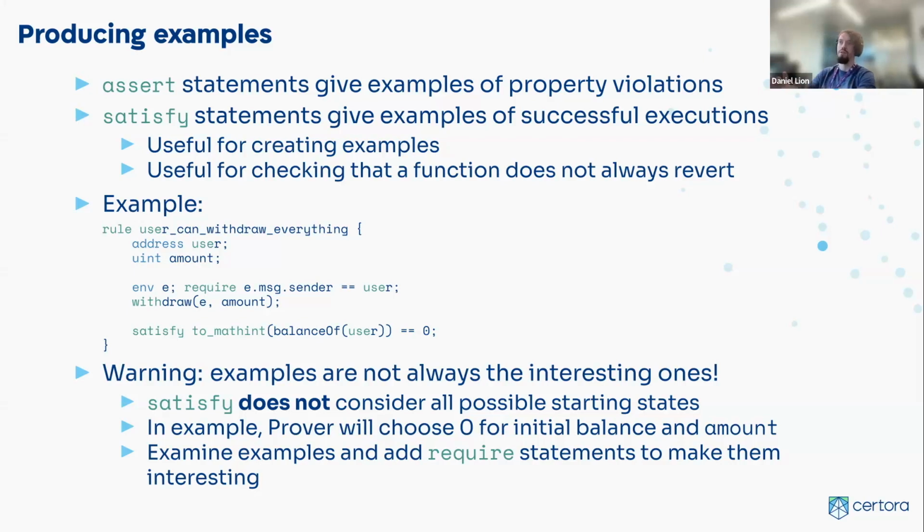I had a question about the satisfy. You're saying it does not consider all possible starting paths, but if the satisfy is violated, meaning the tool couldn't find the path, it means that it did consider everything and couldn't reach it, right? That's right. Yes. All right. I have also a few other questions, but maybe you can take them offline.